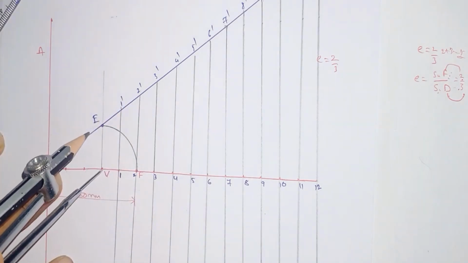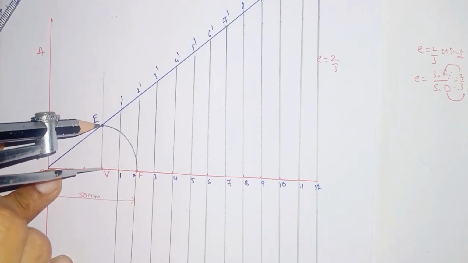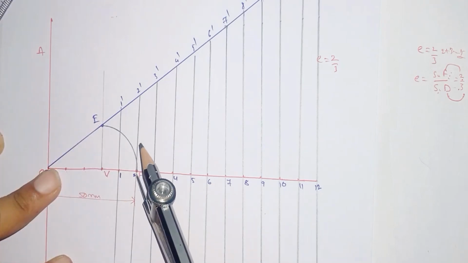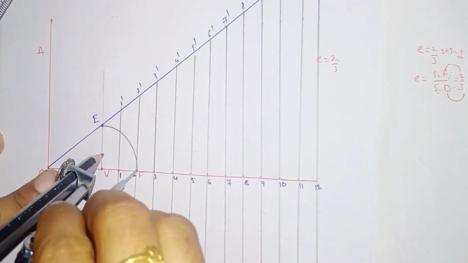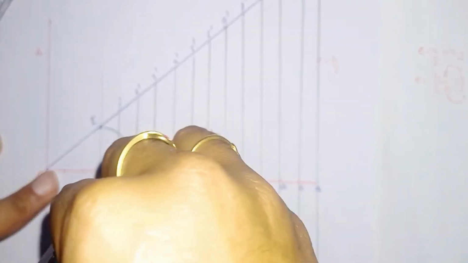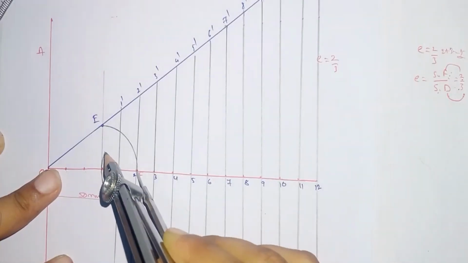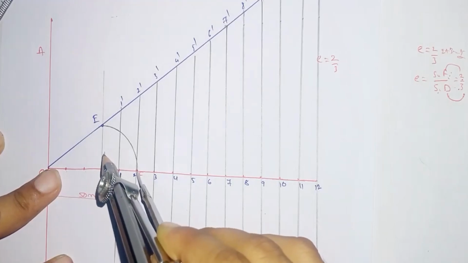Take V and E as a distance. F is a fixed point. Cut the arc upside and downside, or similarly draw a semi arc.